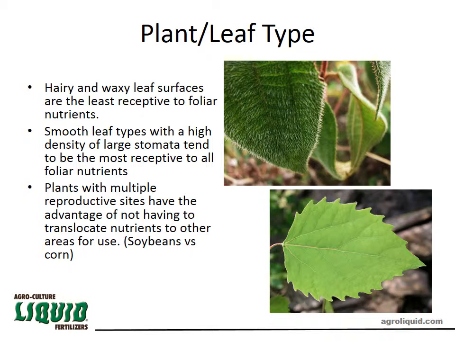They can take in the most nutrients through the leaf surface. Also, plants with multiple reproductive sites, such as soybeans that have pods all up and down the stem, tend to have an advantage over plants that have maybe just one reproductive site, like corn, because they don't have to translocate nutrients all up and down the stem to get it to the reproductive sites. Where the product lands in that application, it doesn't have to go very far to get where it ends up. So again, those multiple reproductive site plants seem to have the advantage over those single reproductive sites.